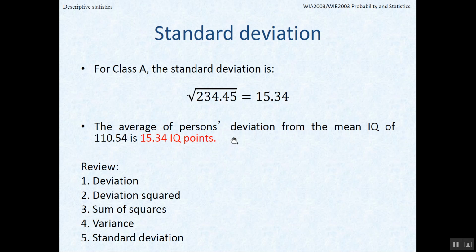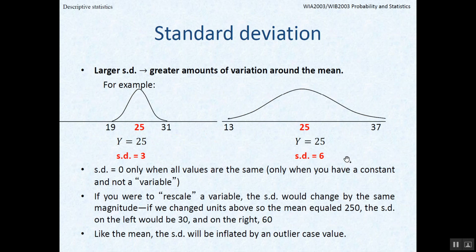That means most of the scores in class A, the majority of the values, will be plus or minus 15.34. What I mean by plus or minus is 110.54 minus 15.34 or 110.54 plus 15.34, so the scores will be in this range. It helps you understand the range where the data is, so basically you are understanding how it is dispersed. Okay, so that's all about standard deviation.